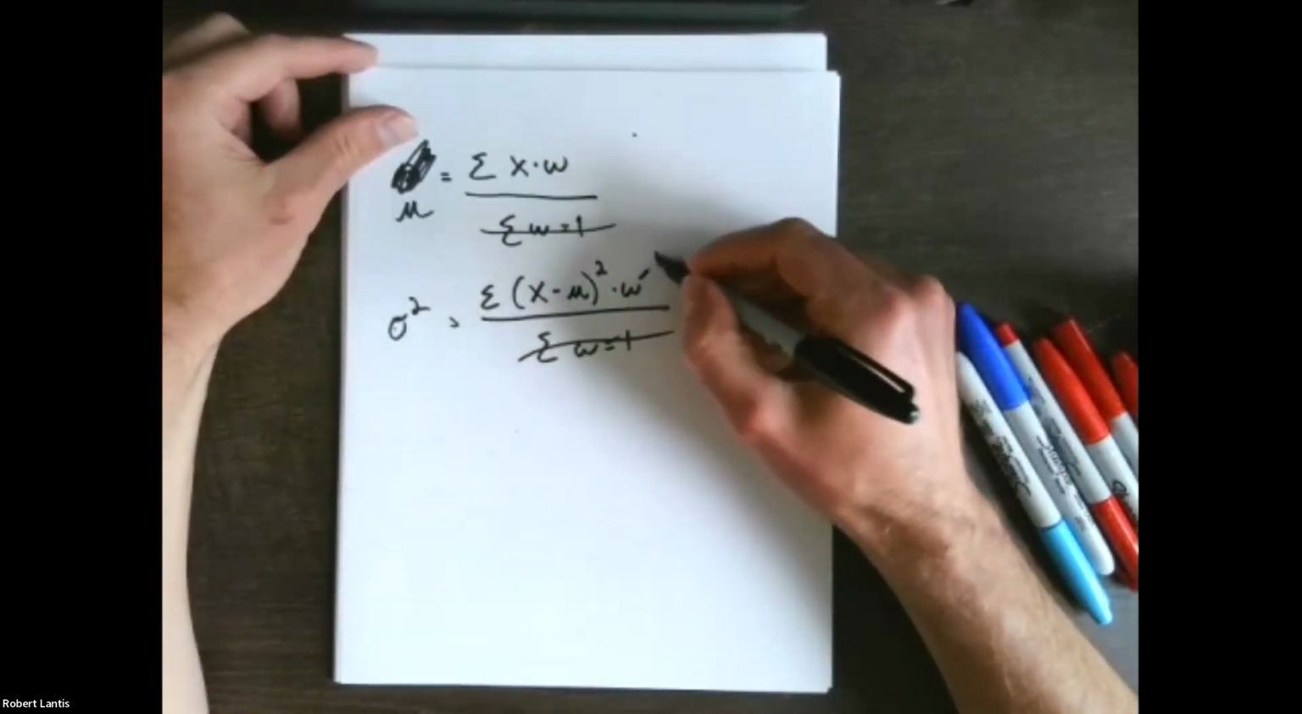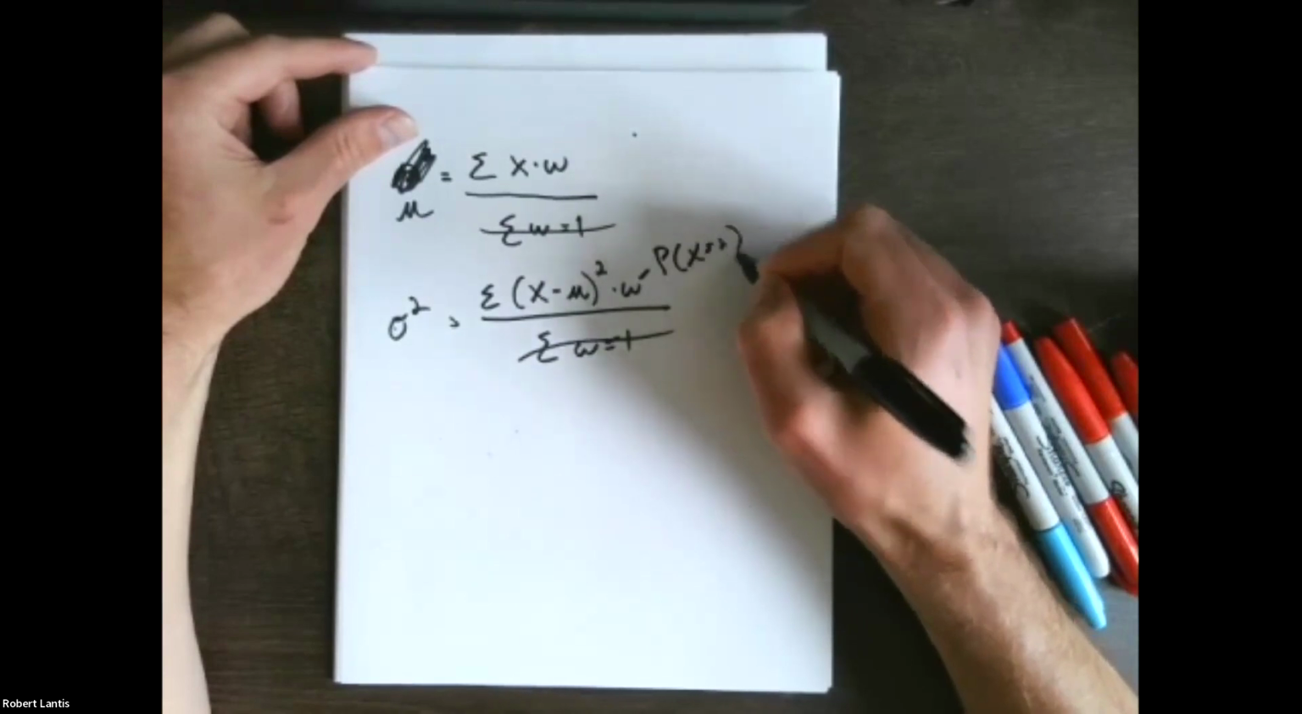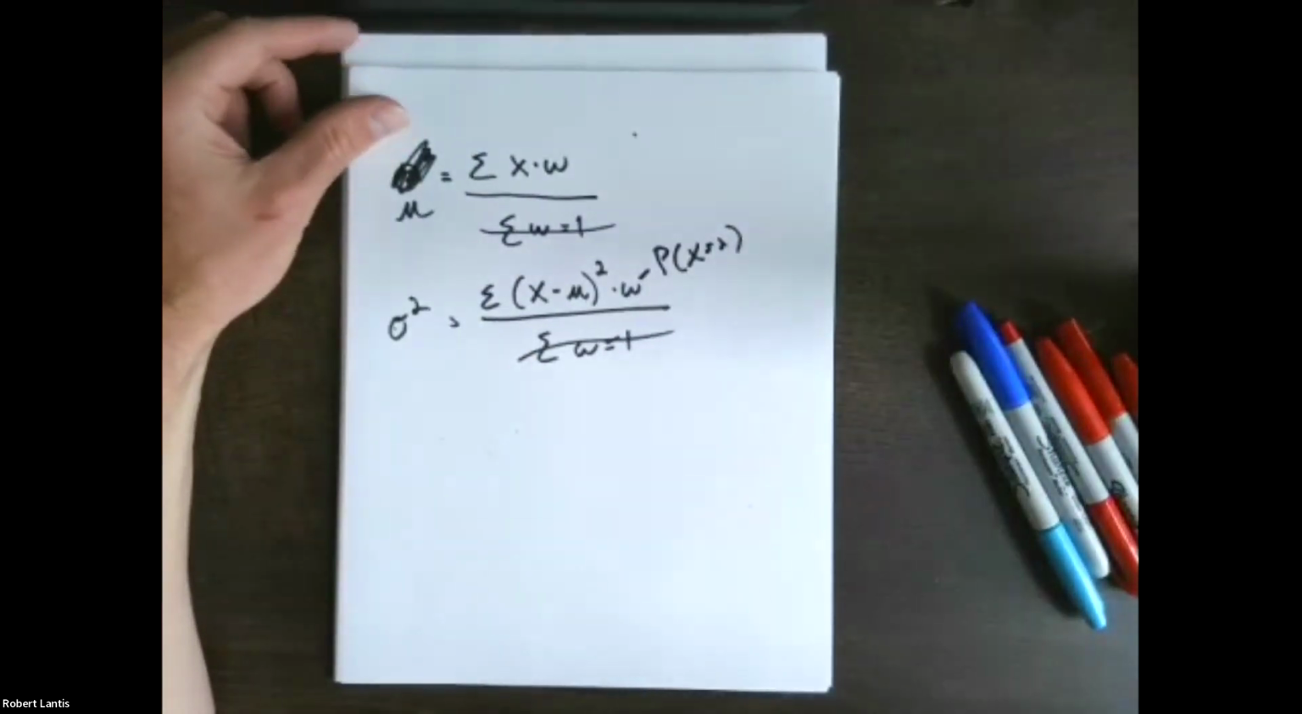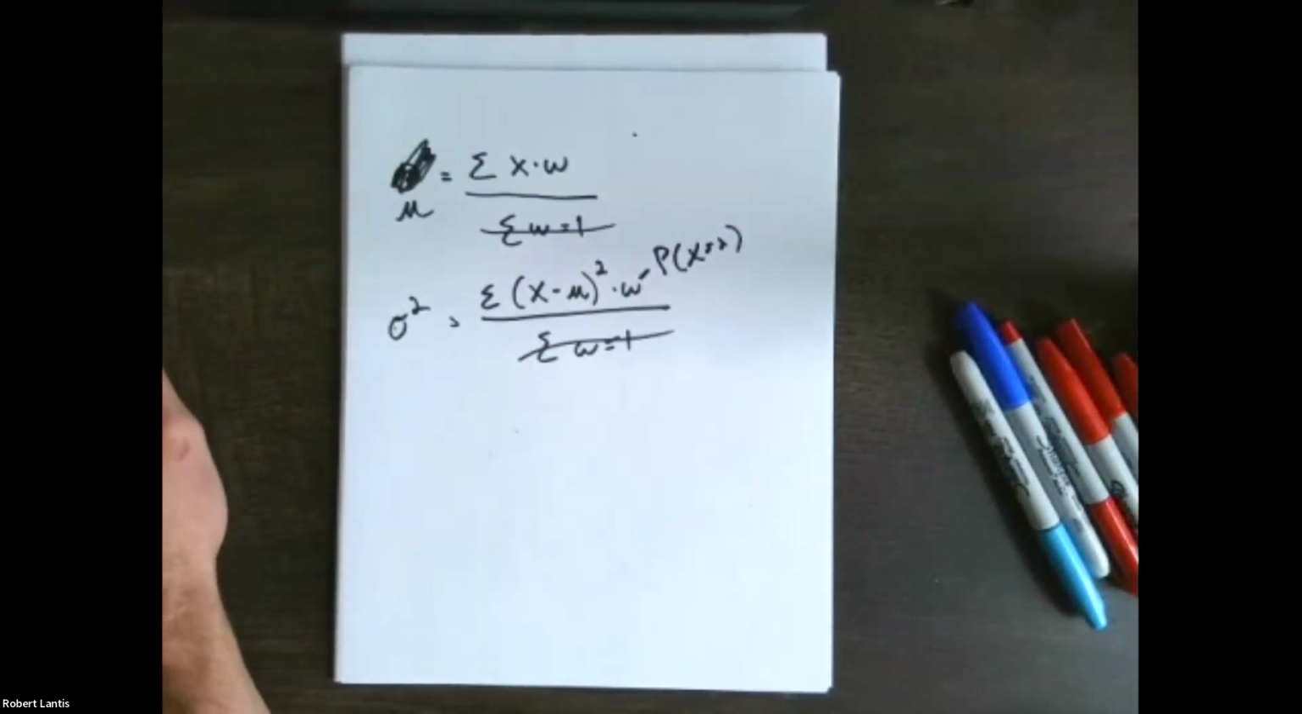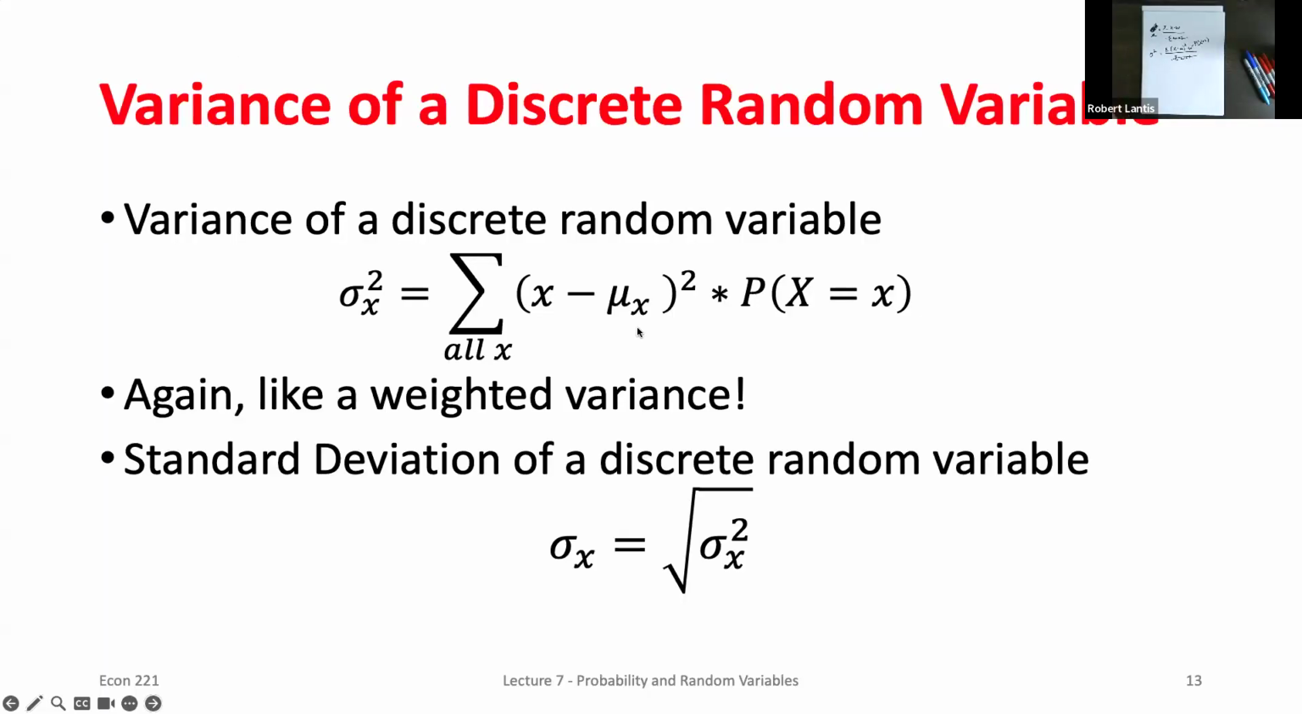What are our weights now? Just the probability that x is equal to that specific value. So when it comes to that variance, it's a little bit easier than even what we were doing with a weighted variance example. Right? Also, same kind of rules apply. Our standard deviation will simply be the square root of our variance. Okay, so nothing crazy here.